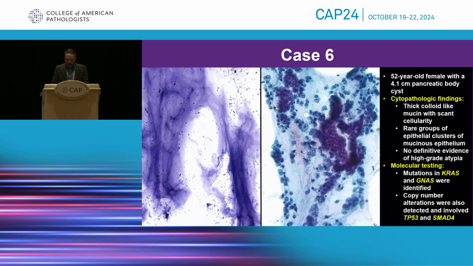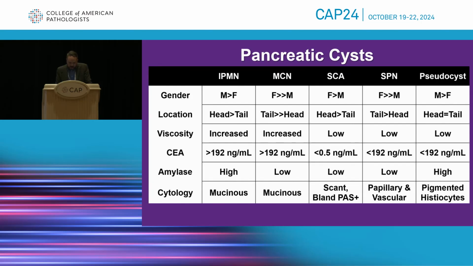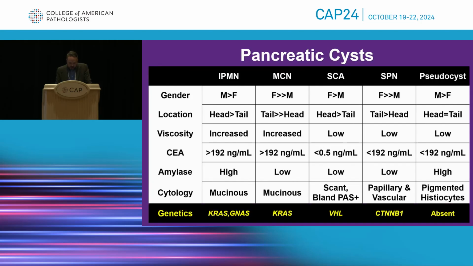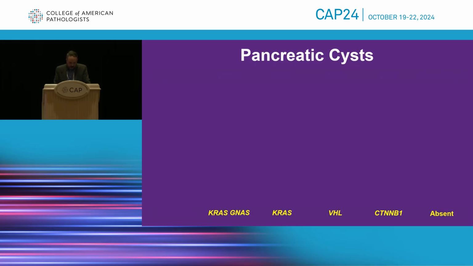So going back to this case, how can molecular testing help? Well, we talked about mutations in KRAS and GNAS, and in this case, this particular lesion had, let's say, a mutation in GNAS, but it also had copy number alterations that involved P53 and SMAD4. So what does that mean? If we go back to our table, some of these lesions are associated with particular alterations in genes. So IPMN can have mutations in KRAS or GNAS.